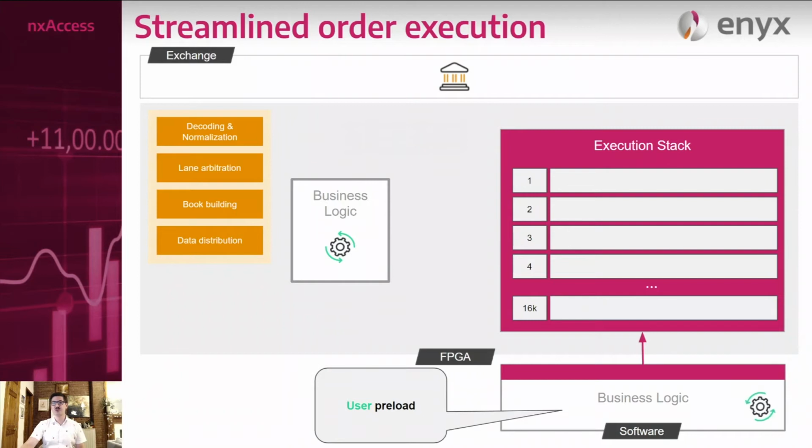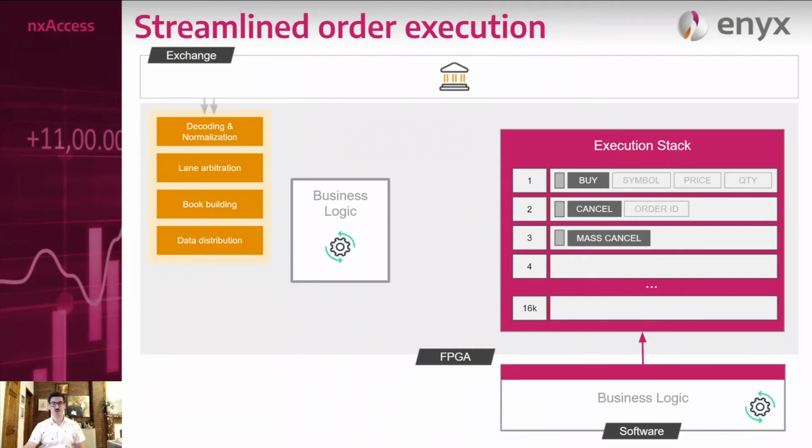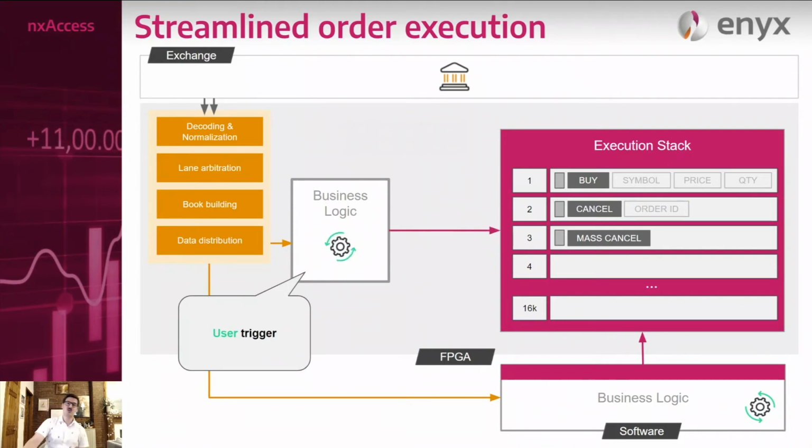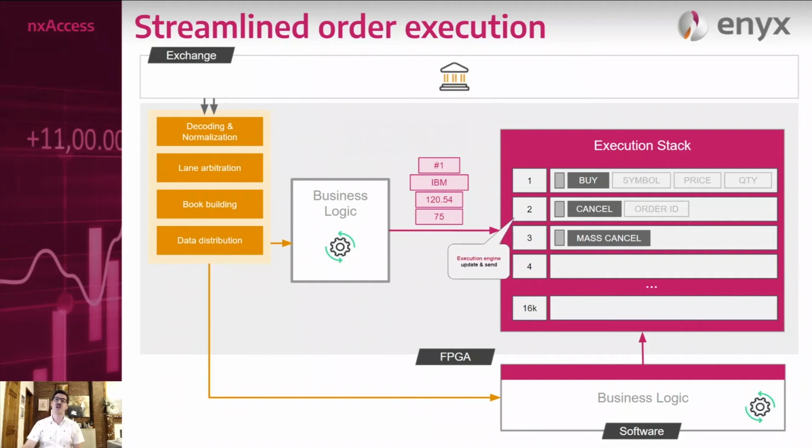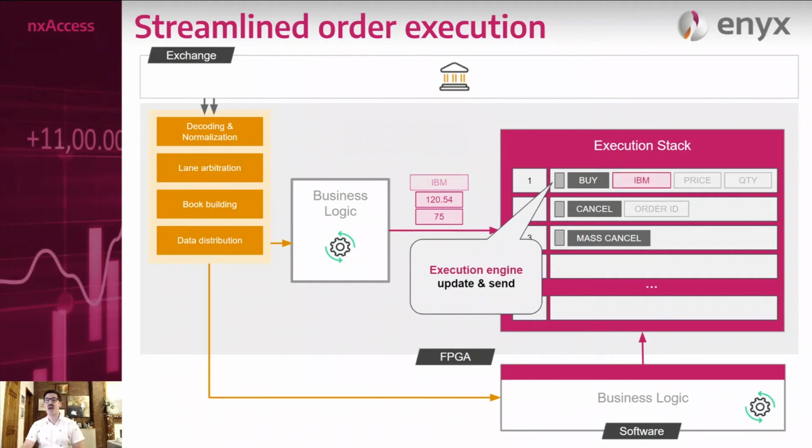First, the software business logic is using the software API to preload data within the FPGA. Again, up to 16,000 orders or template of orders. Then a trigger can happen reacting to market data or private feed data. When that happens, that trigger can select a buffer, but also add fields for those orders to be updated. When everything is updated, then the execution stack sends that order.